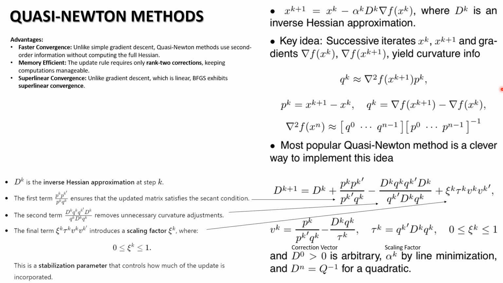Summarizing this slide, I can tell that quasi-Newton methods approximate the inverse Hessian iteratively, avoiding expensive matrix computations. Curvature information is obtained using the difference between iterates and gradients. And the Broyden, Fletcher, Goldfarb, Shanno update formula ensures a stable, efficient update of the inverse Hessian. These methods converge much faster than gradient descent while using significantly less memory than Newton's method.